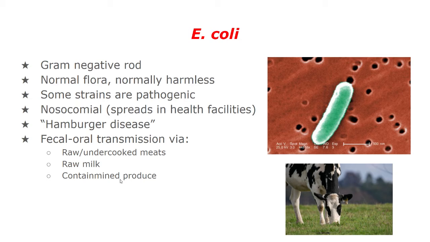So through animal intestines, it can get into foods, all sorts of stuff like that, from soil, that sort of thing. So it's really important in foodstuffs like meats, milk, produce. You've got to make sure that it's not contaminated or raw, because if it's raw or contaminated, it can spread E. coli.